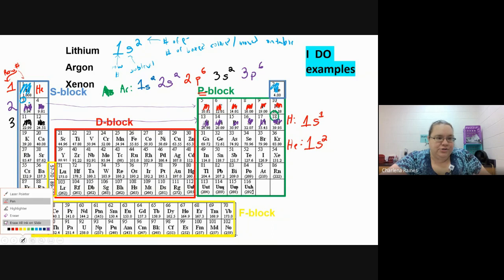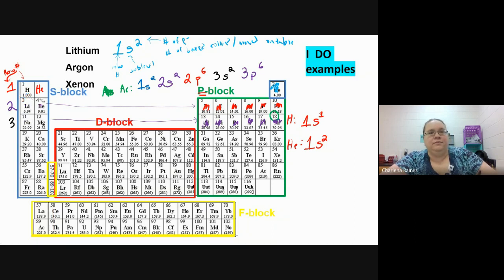All righty, so let's try a little bit of a harder one. This time we are doing xenon.